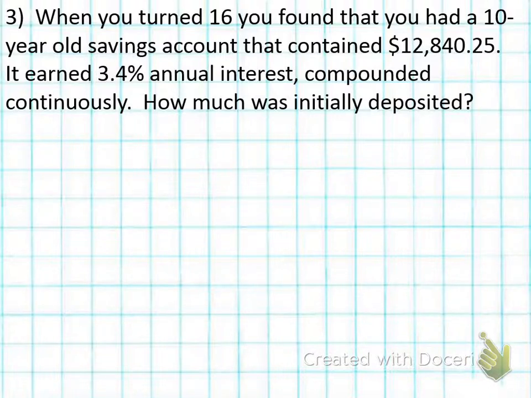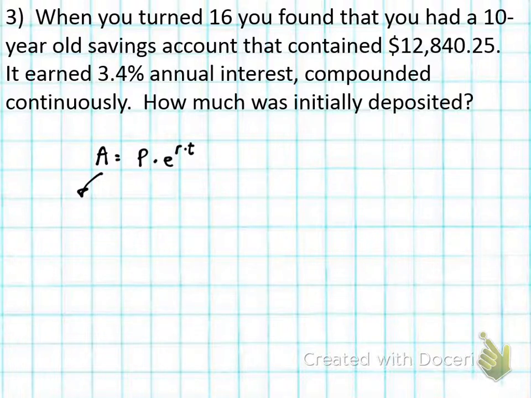Okay, so it says compounded continuously, so we need to use our formula, because there are different formulas for each application, okay? So this one is continuously compounded. What information do they give us right now? Time. The time is what? 10 years. What else do they give us? 3.4% annual. And what else do they give us? The A.